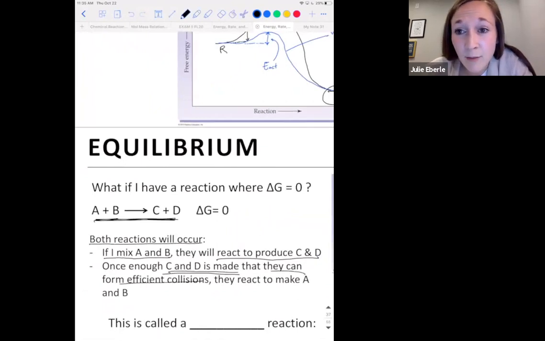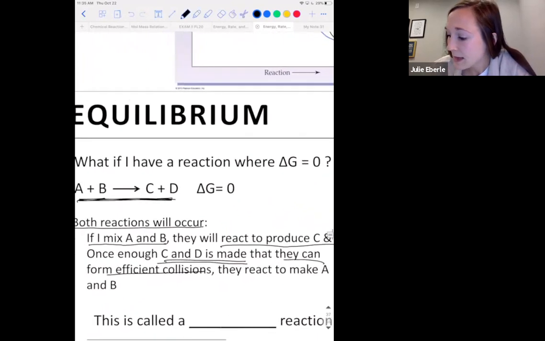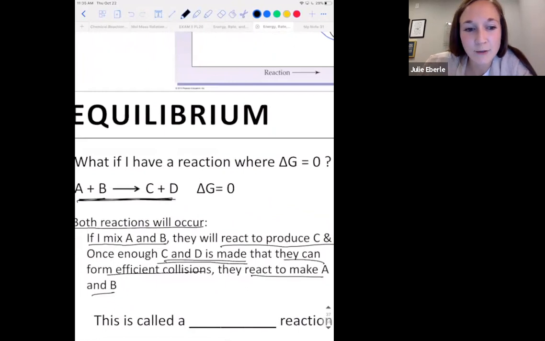What's preventing them from colliding in our test tube? Nothing. C and D can collide, our molecules are always moving, and they can react to make A and B. That can happen. I just blew your minds. I don't see any of those exploding brain emojis in the chat. That's what I should be seeing, right?